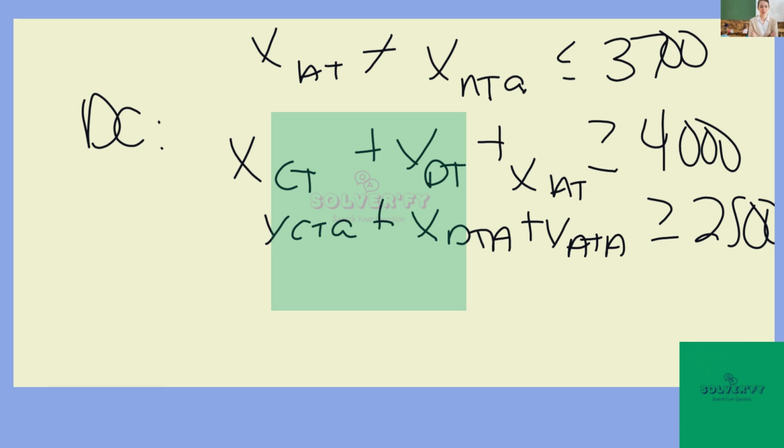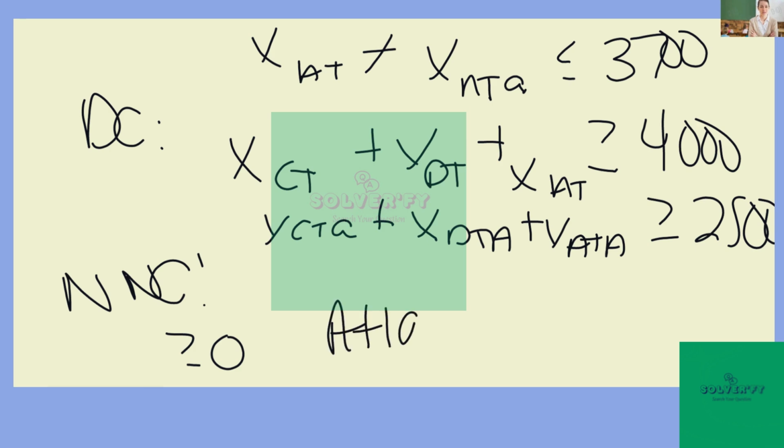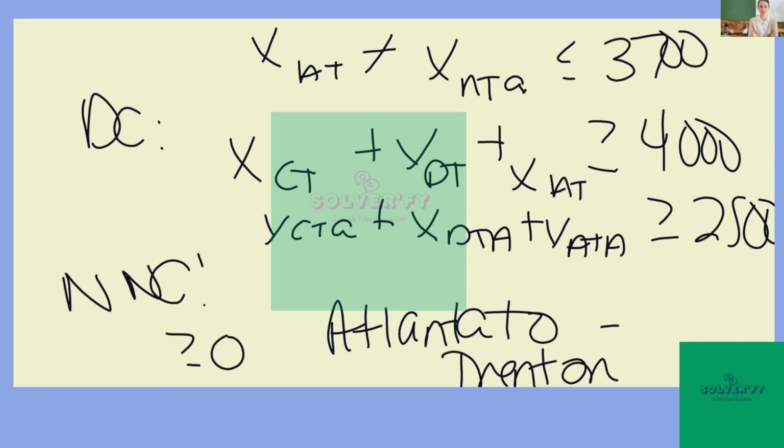We also are going to have our non-negativity constraints. Since none of these can be negative, they all have to be greater than or equal to 0. Then we can implement this into our programming model in Excel, and we're going to find that our optimal shipping quantity from Atlanta to Trenton is going to be $1,300.